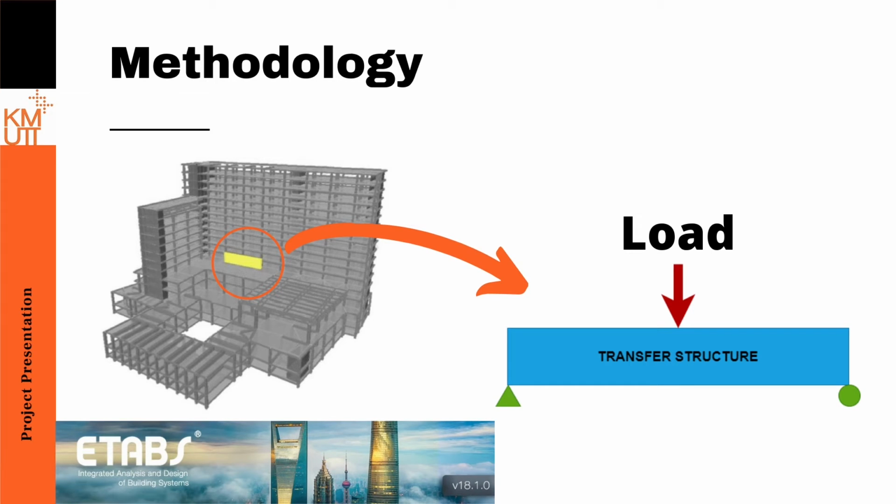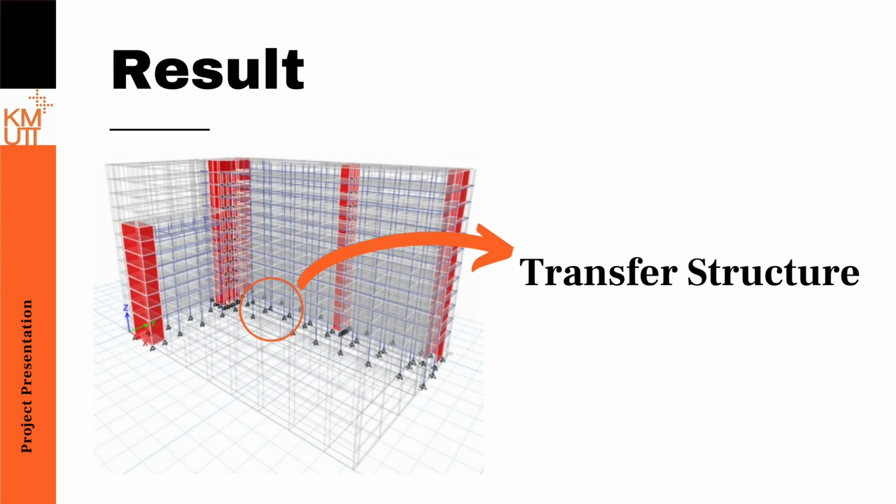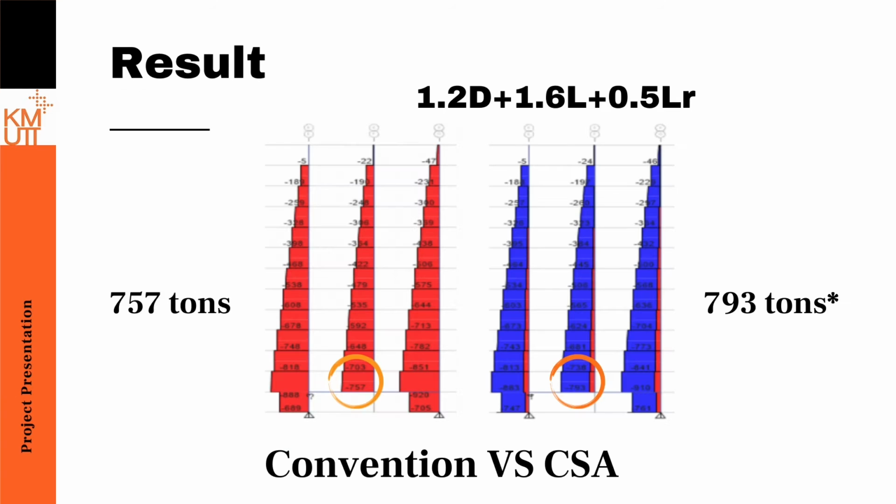We will model in finite element software, which we select ETAP 2018, and use the load from the software to design the transfer structure. In the analysis part, the building has been modeled from third floor to roof. The reason that we start modeling from third floor is because it is the floor where the transfer structure is located, and fourth floor to roof to get the vertical load that acts on the transfer structure. The model includes structural elements that affect the vertical load, which are beams, floors, walls, and roof.